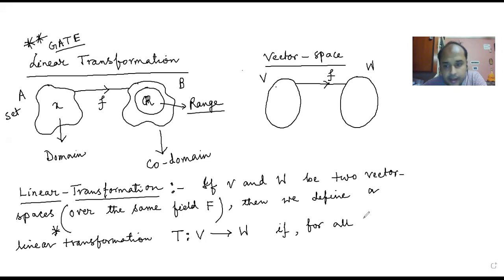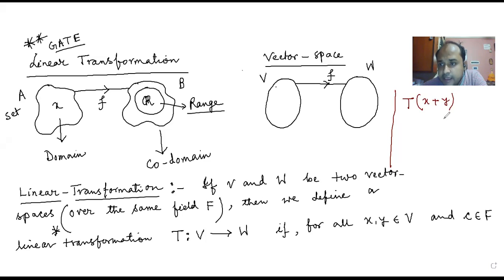For all x, y belonging to V and c belonging to F, we have the following. What rules do we have? As per the definition given, T of x plus y becomes Tx plus Ty.